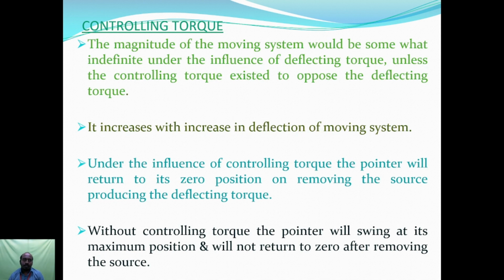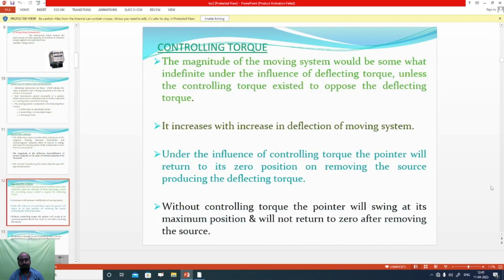Only under the influence of the controlling torque will the pointer return to its zero position. Whenever the source, the input electrical voltage or current, is removed, the pointer should return to its initial zero position, which is possible only by using the controlling torque. Without the controlling torque, the pointer will swing to its maximum position and will not return to zero after removing the source.